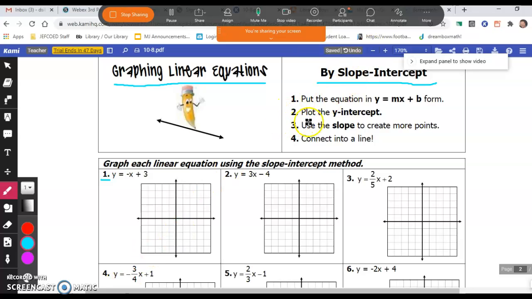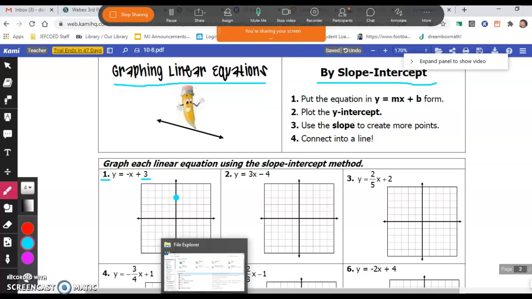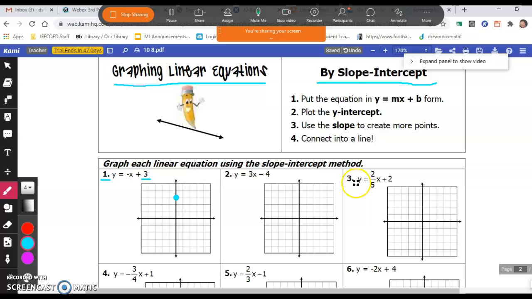Then it says number 2, plot the y-intercept. So if you're looking at the first one, guys, the first value here, that's my slope. The second one's my y-intercept. So that's just where it crosses the y-axis, right? So if I'm going to plot that, I'm just going to go to +3, 1, 2, 3, and plot my point right there. Then it says use the slope to create more points.